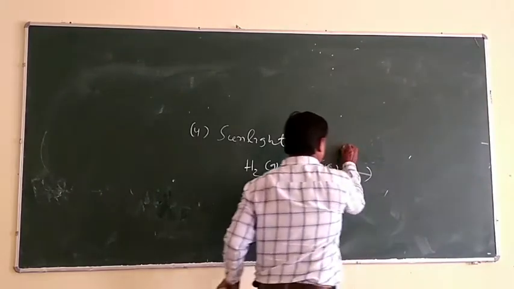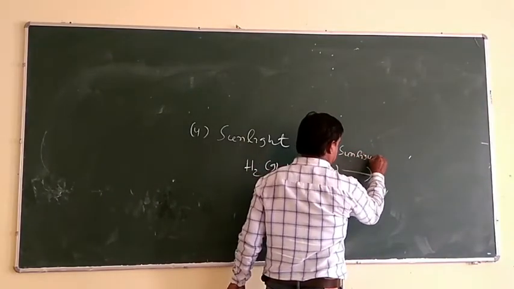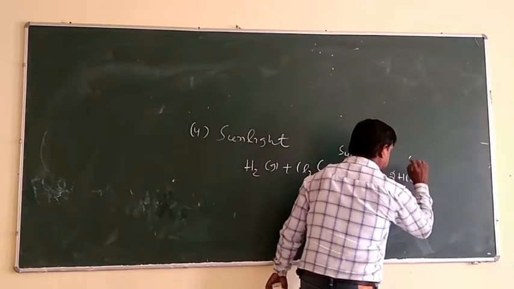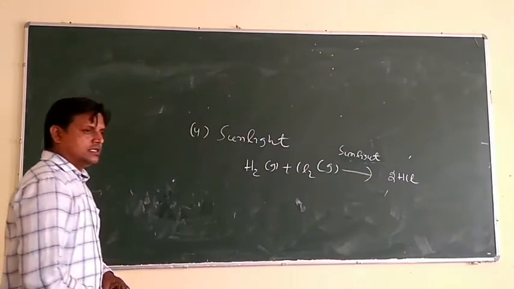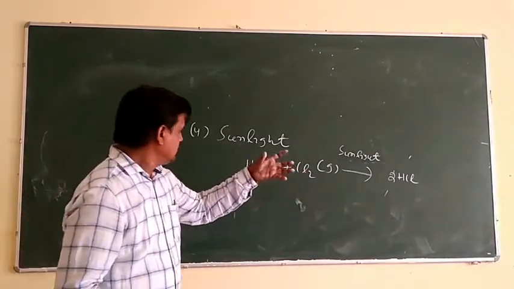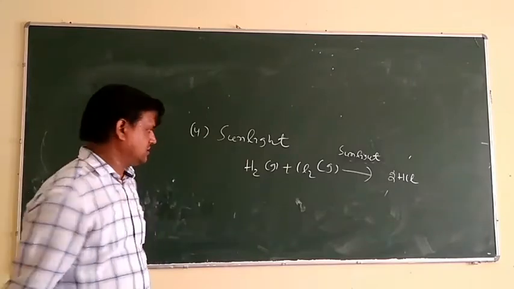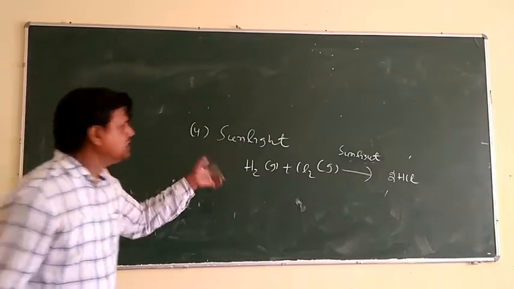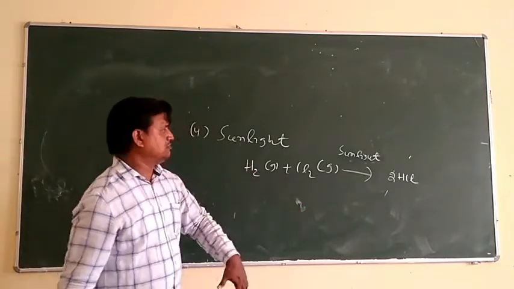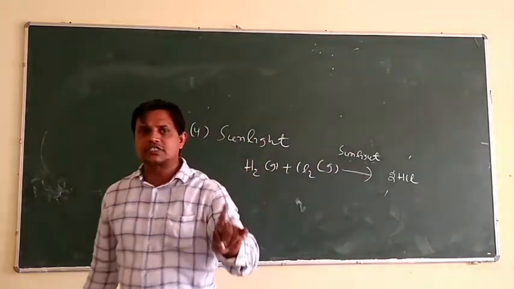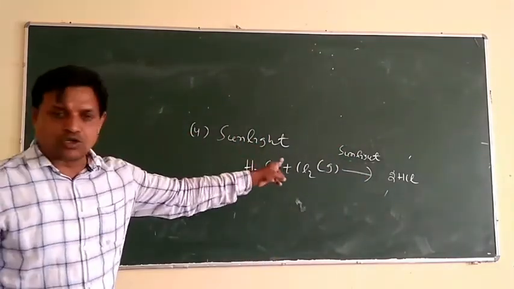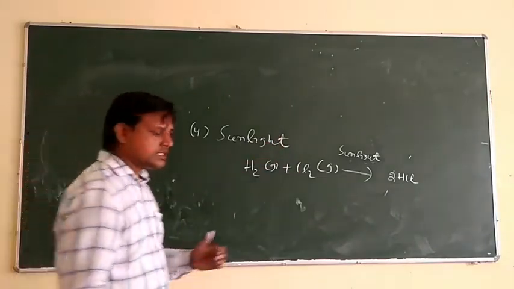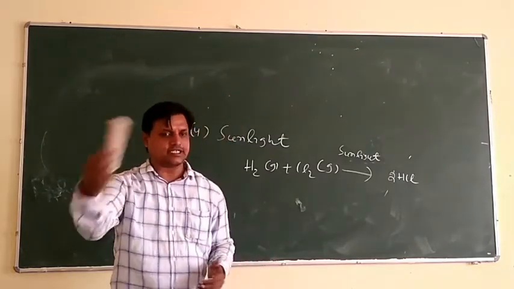If you take sunlight, then you are getting 2HCl. So, sunlight can change the direction of the reaction. In the absence of sunlight, there is no chemical reaction. Example is H2 and Cl2. And in the presence of sunlight, there is a chemical reaction, and we are getting hydrochloric acid, or HCl. So, sunlight can affect the rate of a chemical reaction.